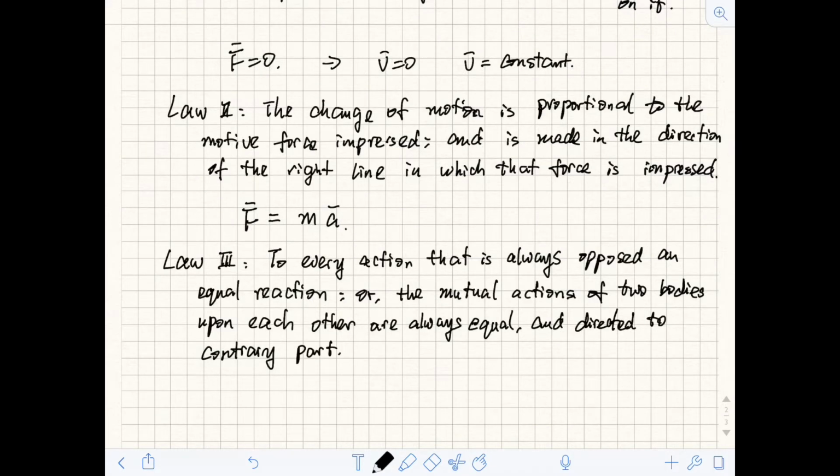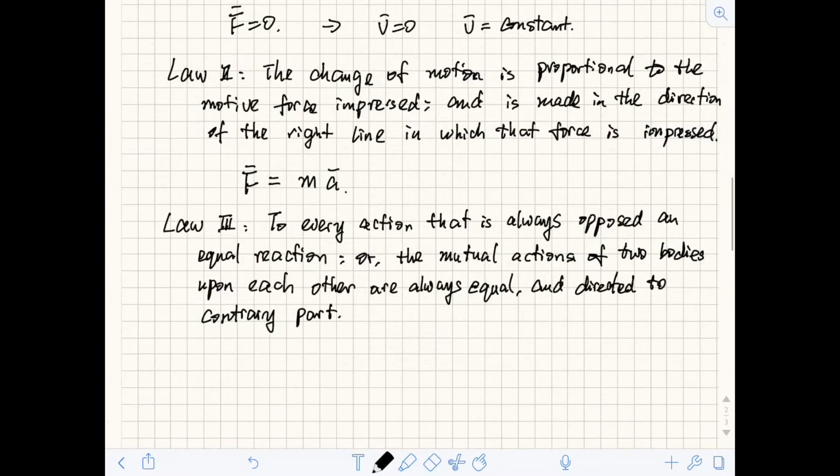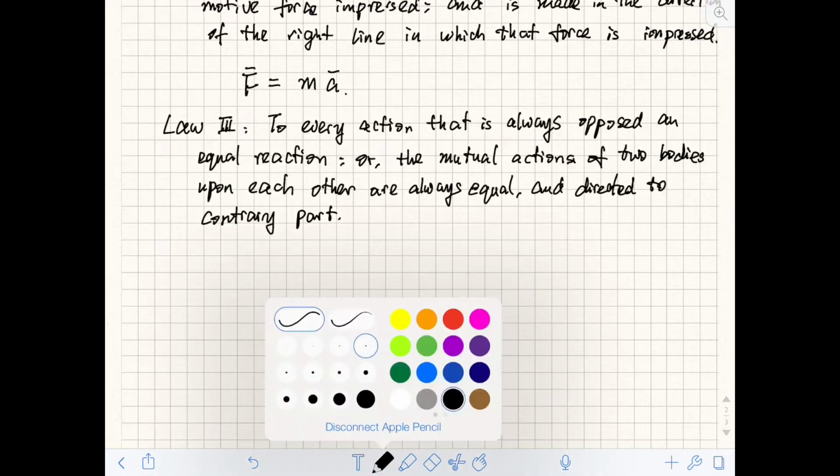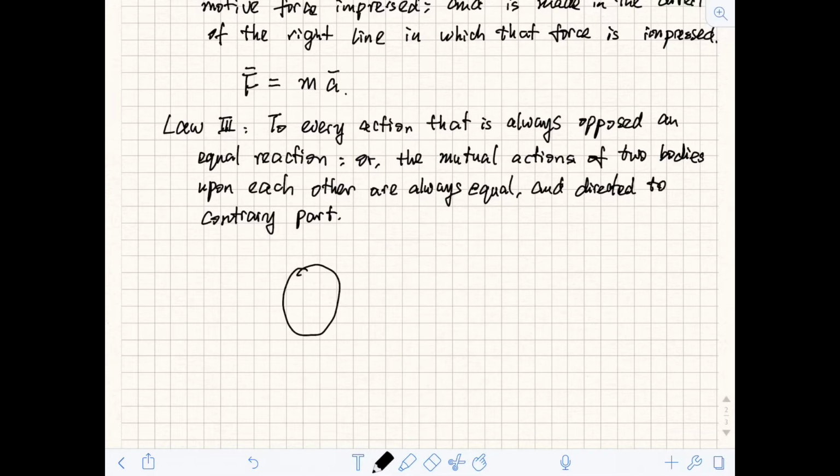So Newton's third law says to every action there is always opposed an equal reaction, or the mutual actions of two bodies upon each other are always equal but directed to contrary parts. If you have two objects, let's say this is the sun and Earth. The attraction force exerted by the sun on Earth has an equal but opposite reaction force on the sun.